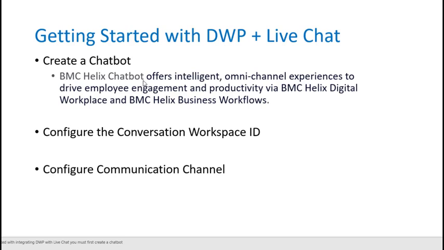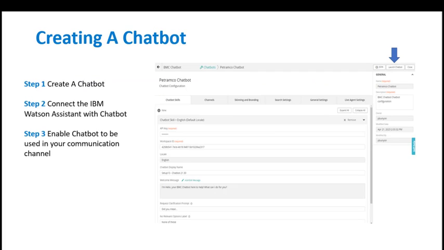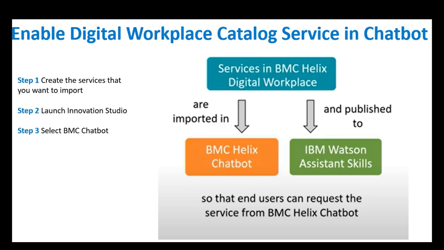The BMC Helix chatbot offers intelligent, omni-channel experiences to drive employee engagement and productivity via BMC Helix Digital Workplace and BMC Helix Business Workflows. During the creation, you must configure the Conversation Workspace ID and the communication channel. Here is a sample chatbot. Once you connect the IBM Watson Assistant and enable chatbot to be used in your communication channel, you can select chatbot to test the features.